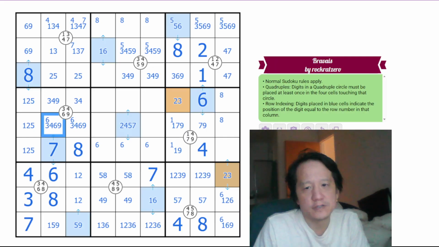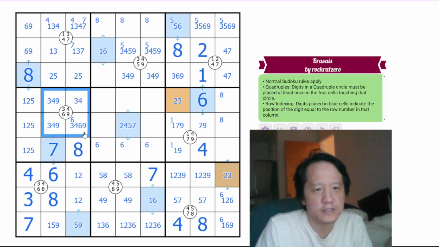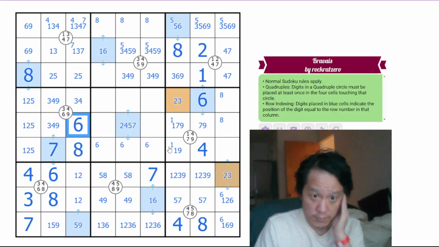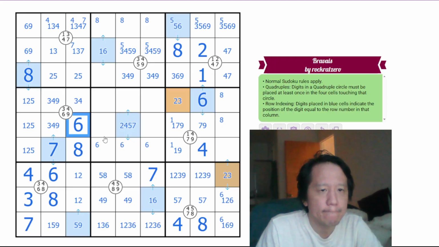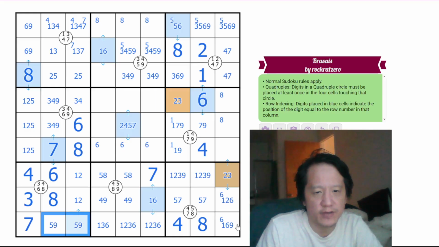This can't be 6. Where is the 6 in this box? It must be here. So this is 6. This is a 1, 2 pair, which eliminates 1 and 2 in the rest of the box. So this cannot be 1. This is a 5, 9 pair, which eliminates 5 and 9 in the rest of the row. So this cannot be 9. So we know 9 has to be one of these two.